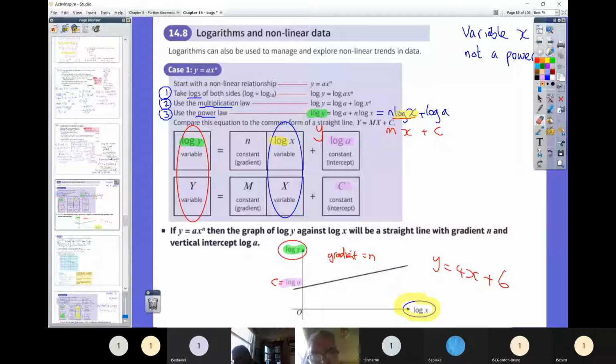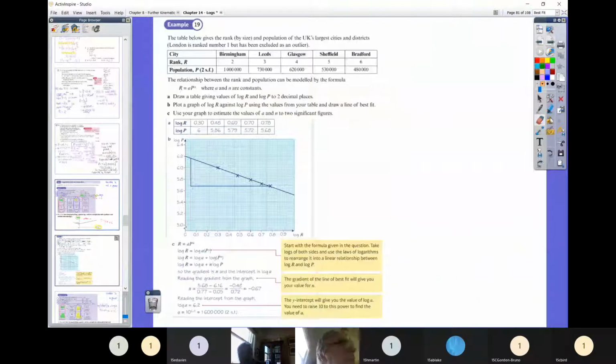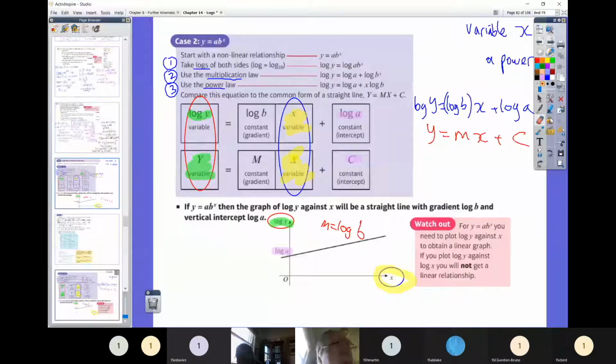All right, so just note what case 1 was. Our x was the thing that had the power against it. It was y equals ax to the n. Now with case number 2, x actually becomes the power. So I'm going to go through to case 2. No doubt there's going to be a bit of a lag. Oh, not too bad. There we go. So please note a different starting point here. Okay, y is now equal to ab to the power of x. So x is no longer what is being powered. x is the power itself.